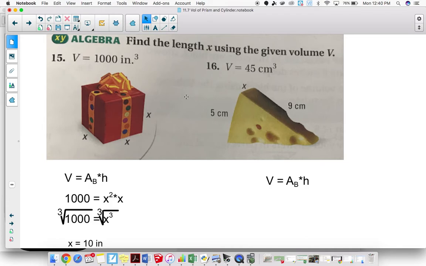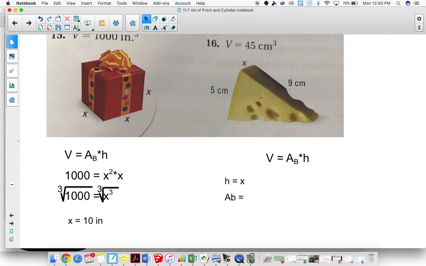On number 16, we'll set it up very similarly. We're always going to start with the area of the base and the height. In this case, my height is the x, and the area of the base, we're going to have to do a little bit of work to get that. So the area of the base, I'm just going to draw that base. Hopefully you see the isosceles triangle here.